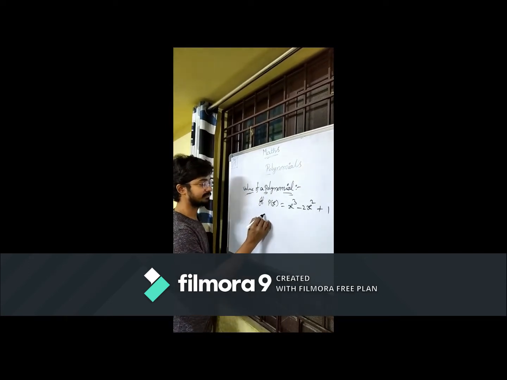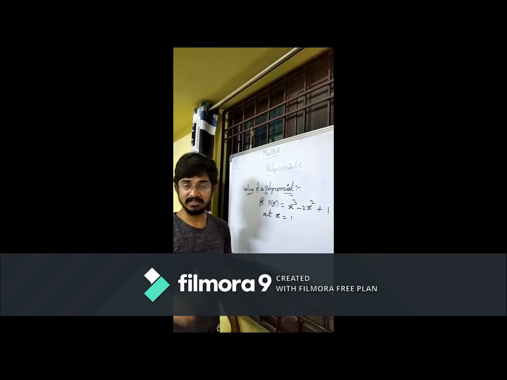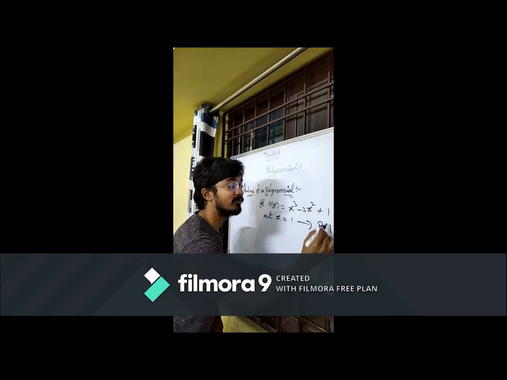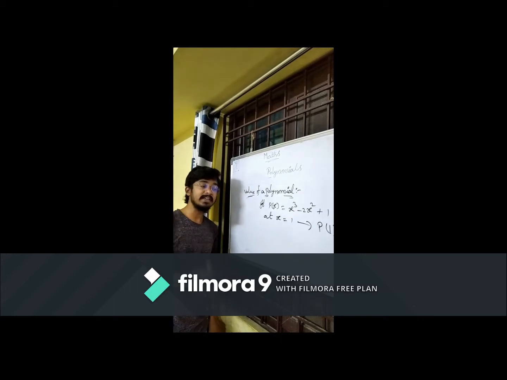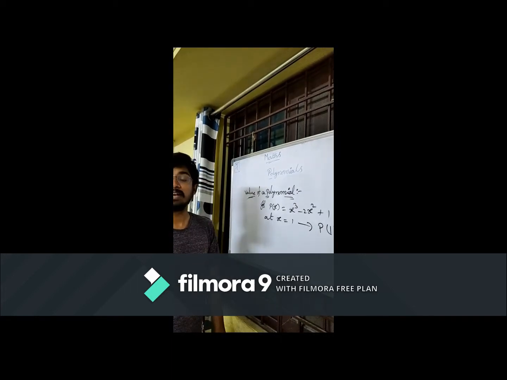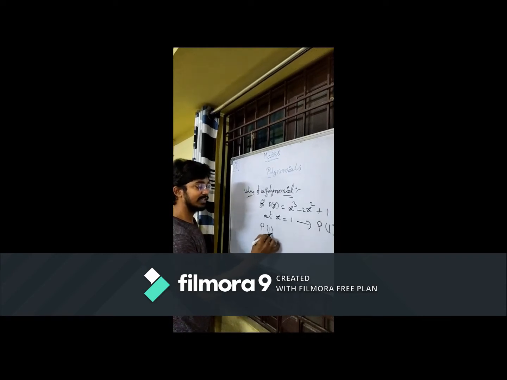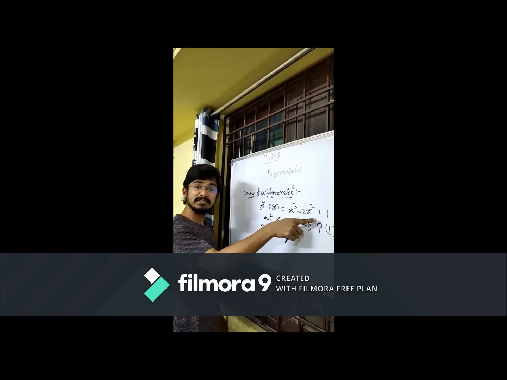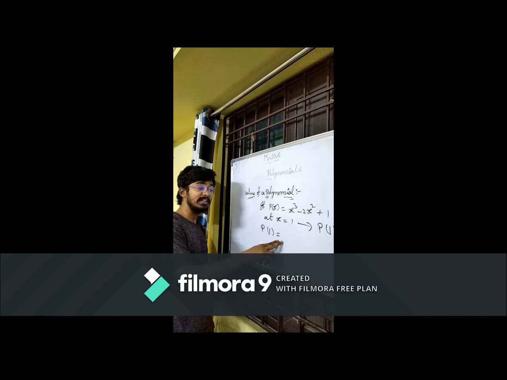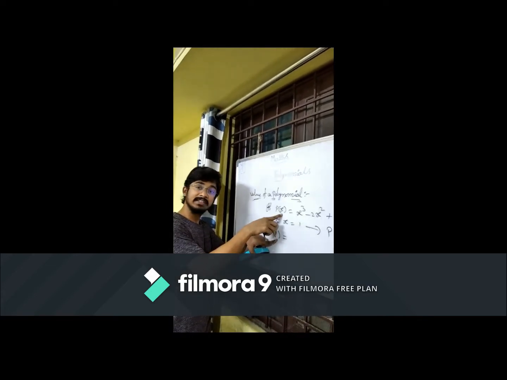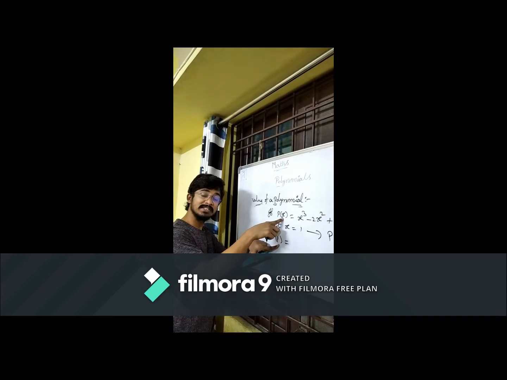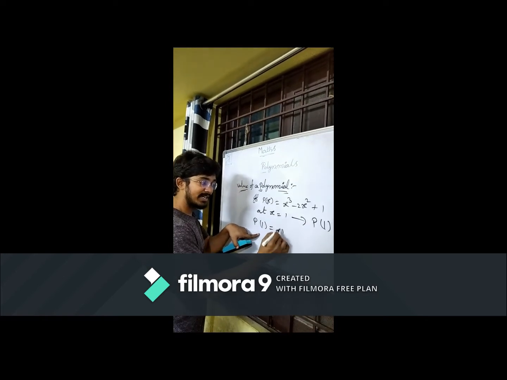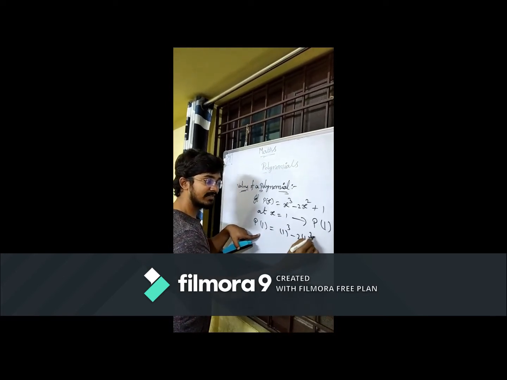The value of the polynomial p of x at x equals 1 is p of 1. So you have to find the value of p of 1. Therefore, p of 1 equals, substitute 1 in the place of x. P of x equals x cube minus 2x square plus 1. In the same way, p of 1 equals 1 cube minus 2 into 1 square plus 1.